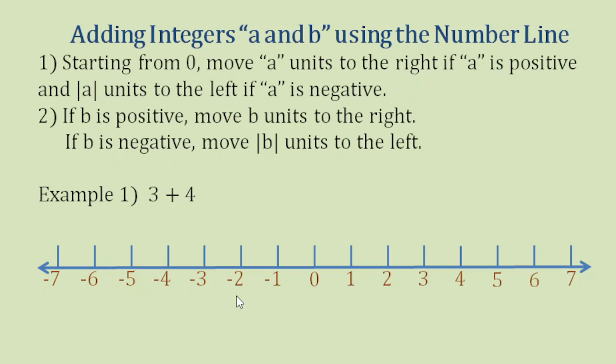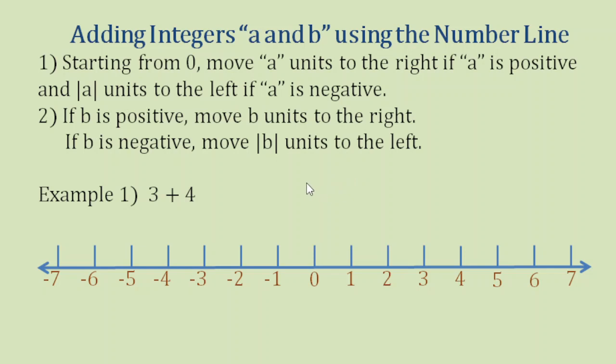Now, we can actually add two integers, a and b, using the number line. So, these are the steps that we are going to follow. Starting from 0, move a units to the right if a is positive, and absolute value of a units to the left if a is negative. Number 2, if b is positive, move b units to the right. If b is negative, move absolute value of b units to the left.